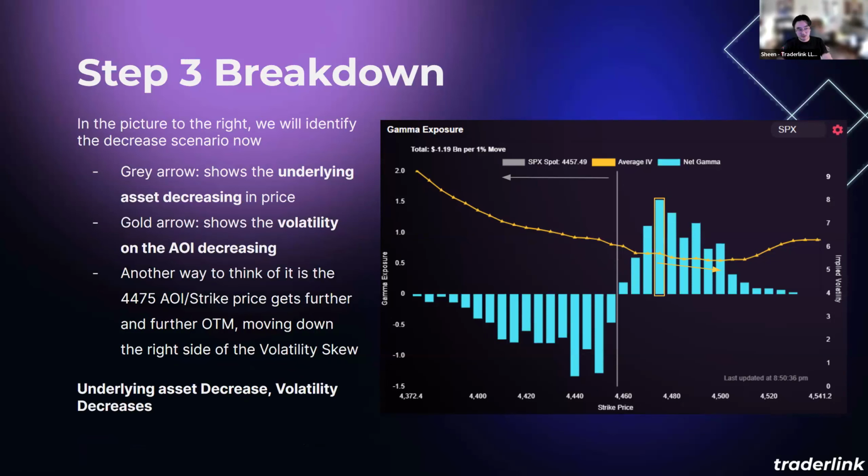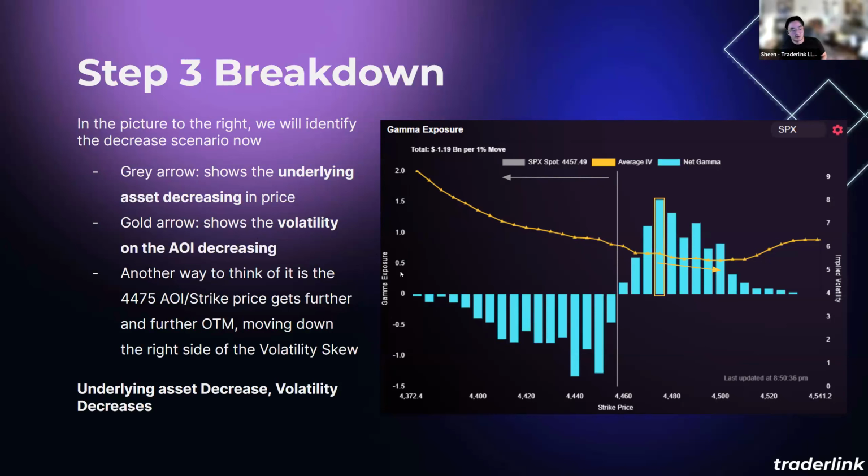Now, the next part of the step three breakdown is, in the picture to the right, we will identify the decrease scenario, right? It's just the opposite. Use the AOI and it's the opposite, right? So the spot price, or the underlying asset price, decreases, right? The gray arrow shows the asset decreasing. The gold arrow shows the volatility on the AOI decreasing up until a certain point. Obviously, that's a thing to get into for a different time, but overall, just short-term wise, it is decreasing, right? So the gold arrow shows the volatility on the AOI decreasing.